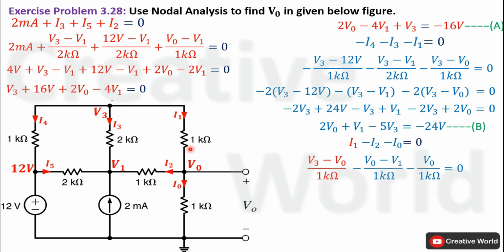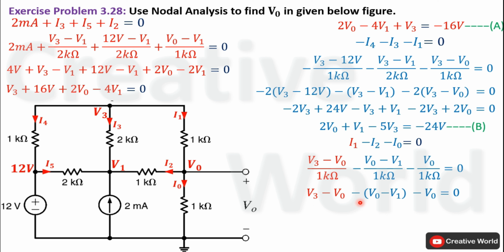Current I1 is equal to potential difference of these two node voltage divided by the value of resistance V3 minus V0 divided by 1 kilo ohm. Current I2 is equal to V0 minus V1 divided by 1 kilo ohm and current I0 is equal to V0 divided by 1 kilo ohm. In order to omit all denominator values, multiply this equation on both sides with 1 kilo ohm. Here product of 1 kilo ohm and 1 kilo ohm in denominator will cancel out with each other. Only V3 minus V0 will left. Same case will be applied with these two values.